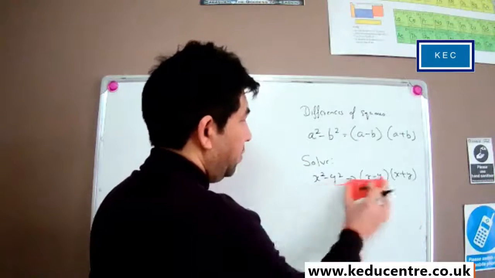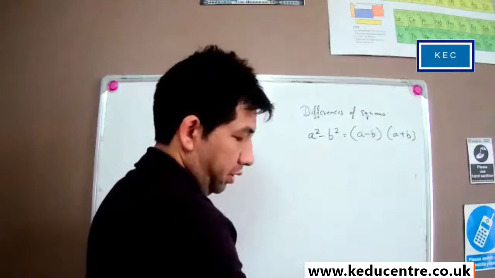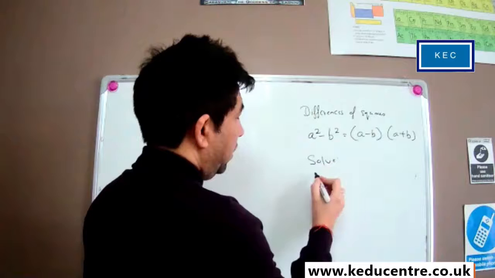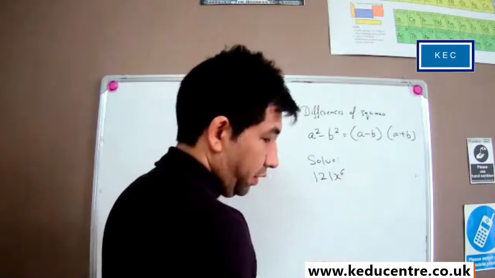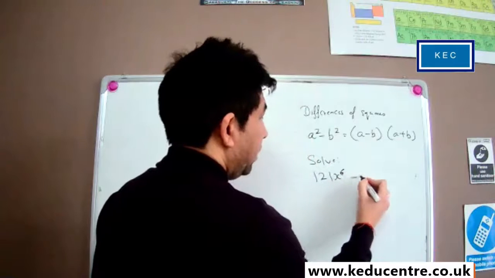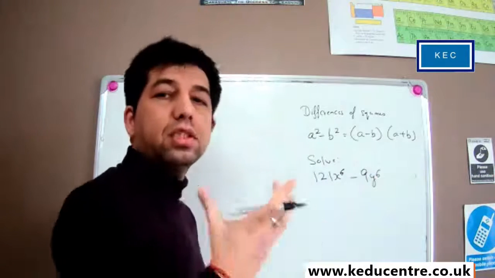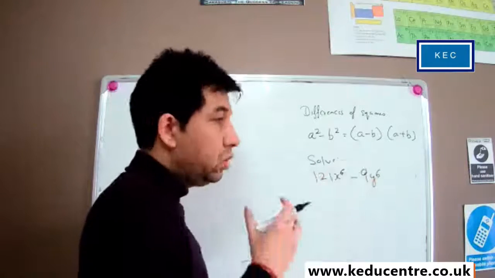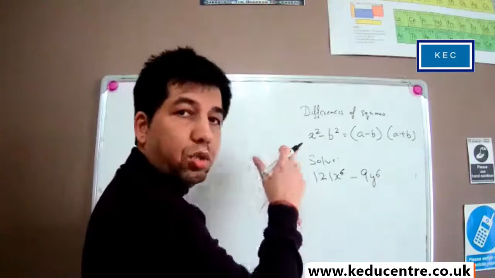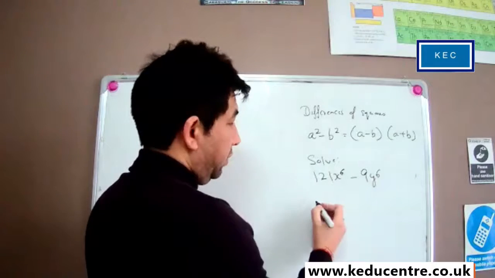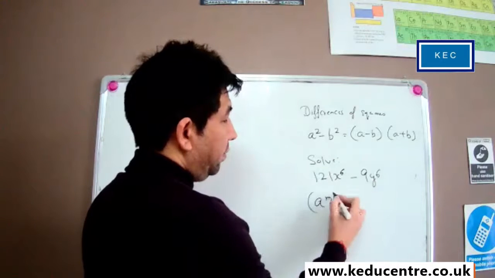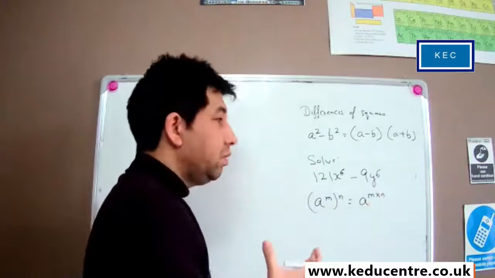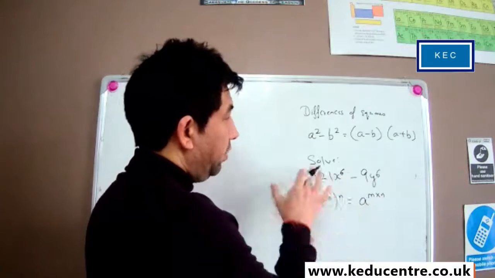Now let's move on to a bit more complicated kind of question. Let's see if the question is to factorise 121 x to the power of 6 minus 9y to the power of 6. This is the question for us. Now I want to turn this into the form of a square minus b square. So I'm going to use the law of indices here, which is (a to the power of m) to the power of n is equal to a to the power of m times n. We're going to solve this question by using this.